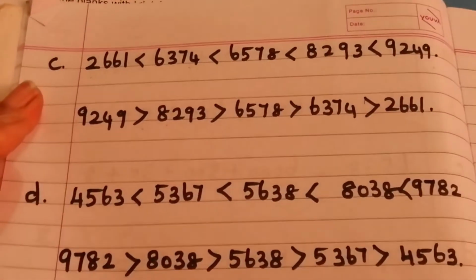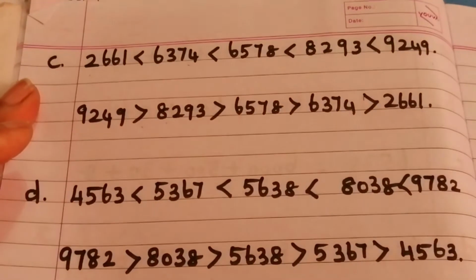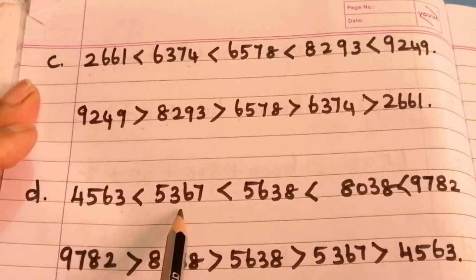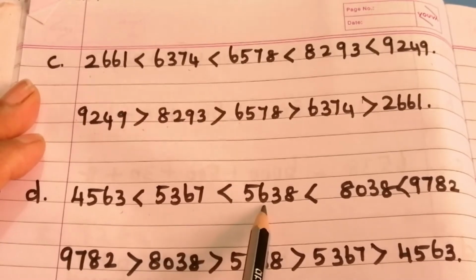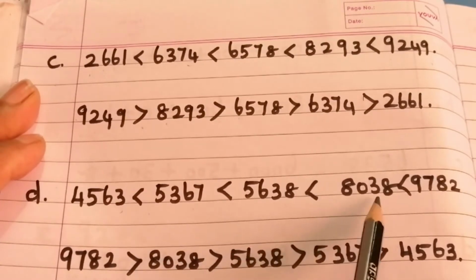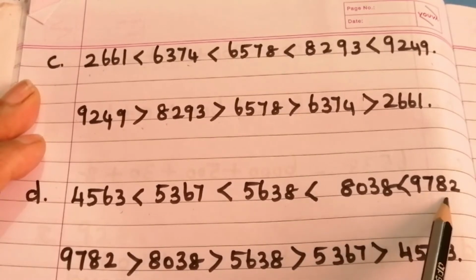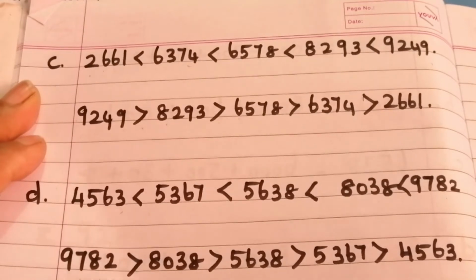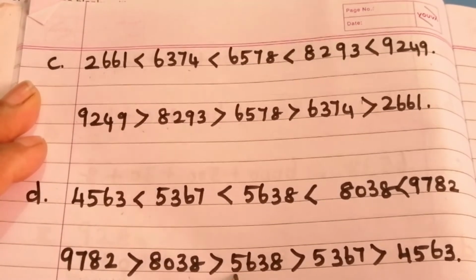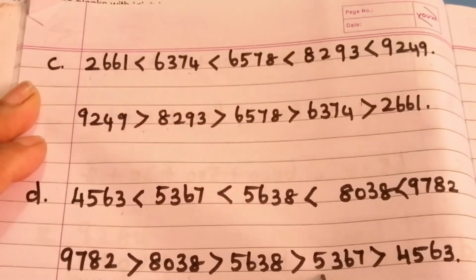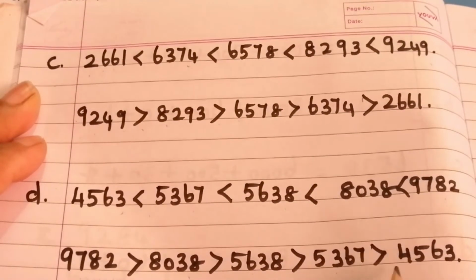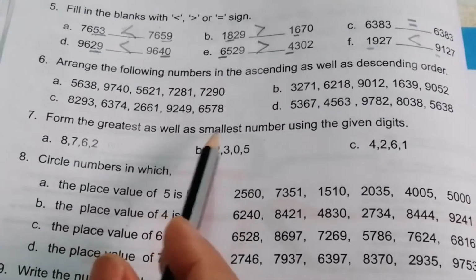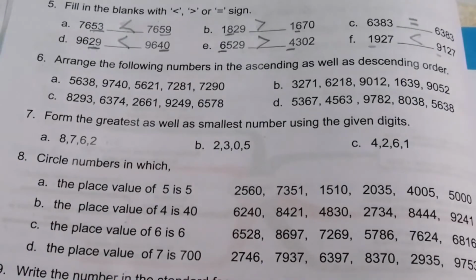And problem D, ascending order, 4563 less than 5367 less than 5638 less than 8038 less than 9782. Descending order, 9782 greater than 8038 greater than 5638 greater than 5367 greater than 4563. 7. Form the greatest as well as the smallest number using the given digits.